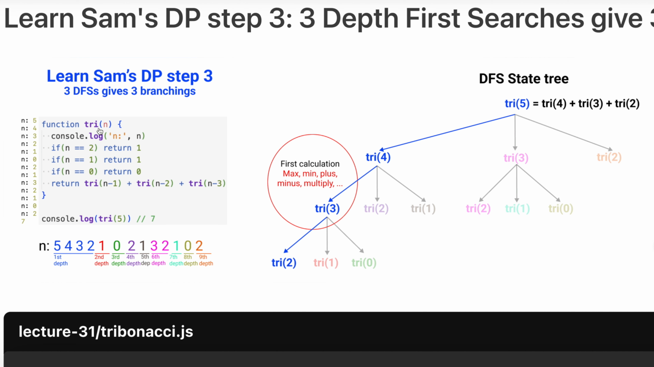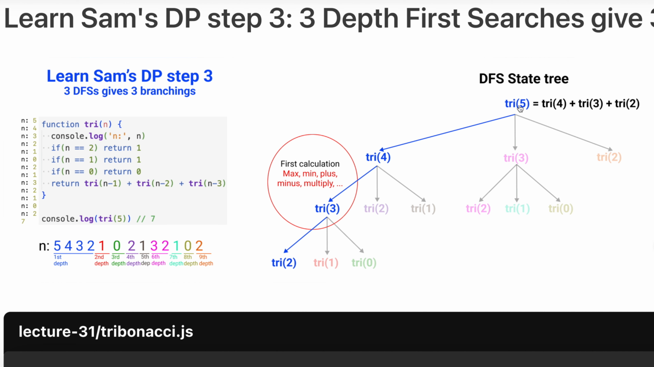So when we run this code with Tribonacci of 5, we receive 7. And when we print out n, this is what we have on the console: 5, 4, 3, 2, 1, 0, 2, 1, 3, 2, 1, 0, 2. Is there a way to know what's happening and why the state parameter is printing out this way? And the answer is yes. And we know our call stack, and we know what's happening in the call stack from the two previous examples.